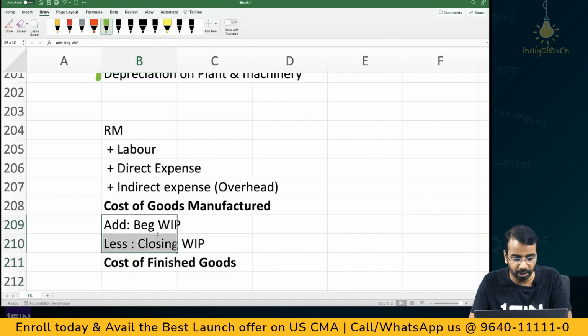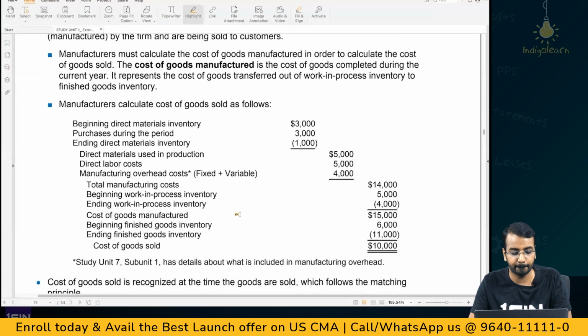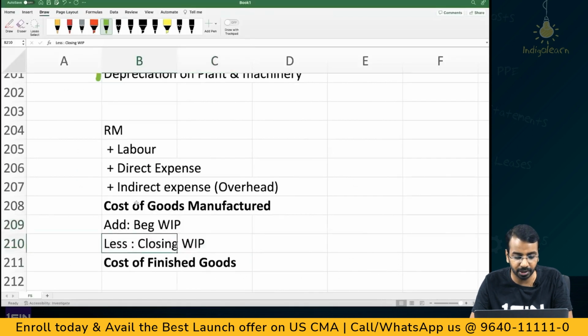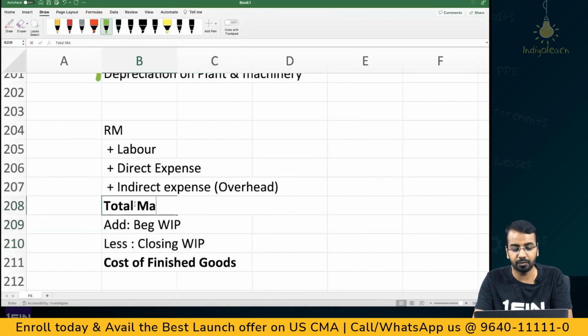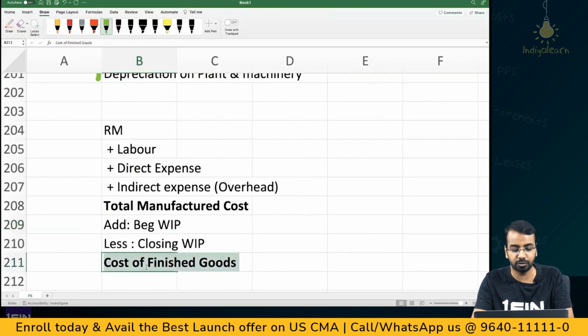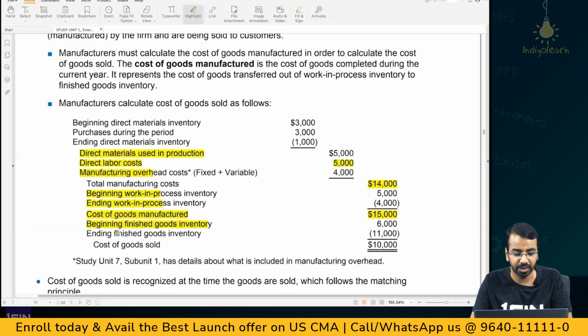cost of finished goods or cost of goods manufactured. Okay, if you have to add this: direct material used in production, direct labor cost, and manufacturing cost gives me total manufactured cost. So here, because I have WIP, I'll call it total manufactured cost. To that, if I add beginning work in process inventory and deduct ending work in process inventory, I get COGM, or cost of finished goods, also called cost of goods manufactured, right?